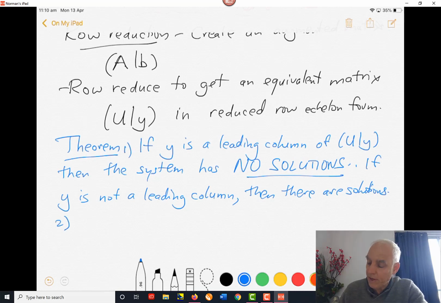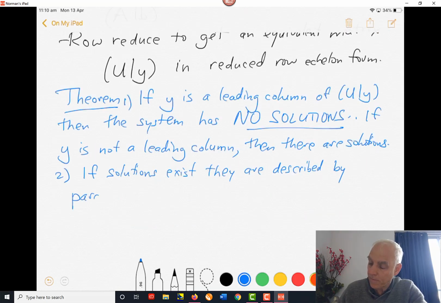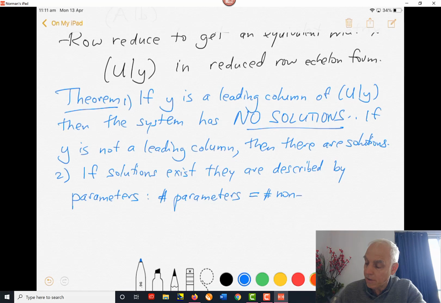And the second point is that if there are solutions, if solutions exist, they are described by parameters, where the number of parameters equals the number of non-leading columns in U. Okay, so the U and the Y both have roles to play.